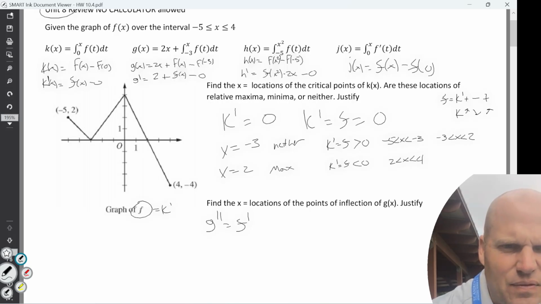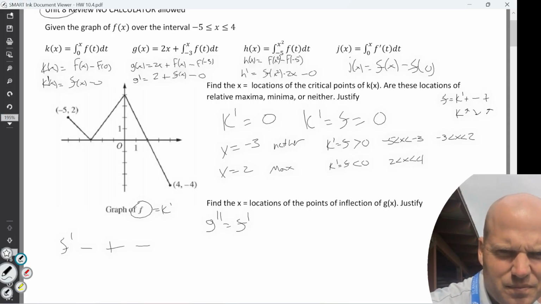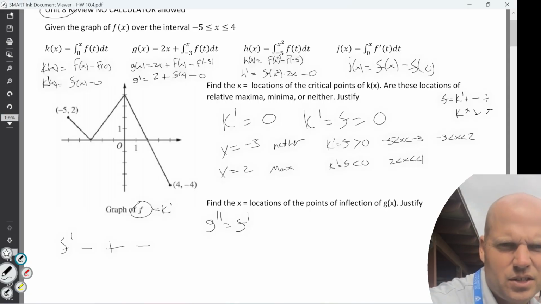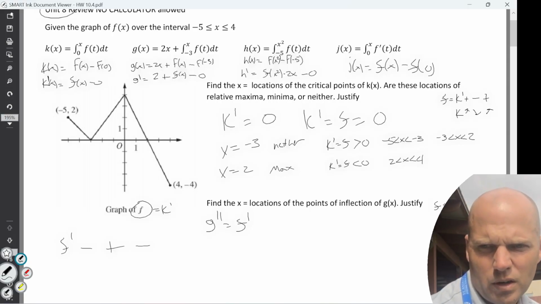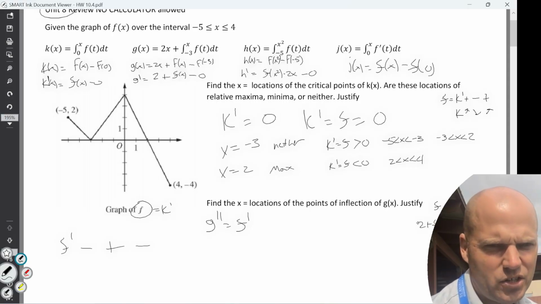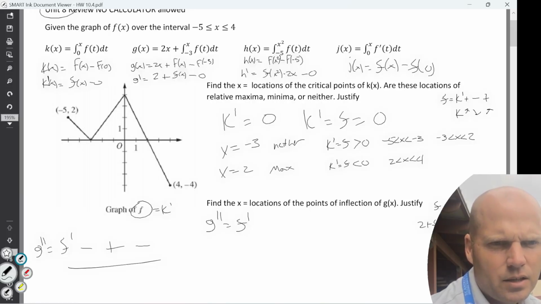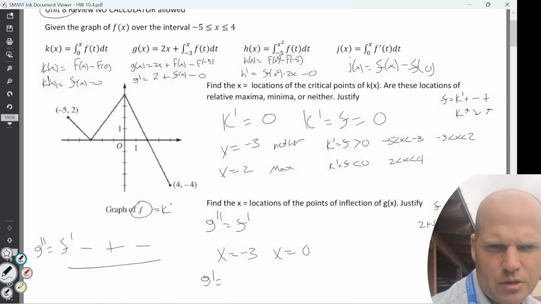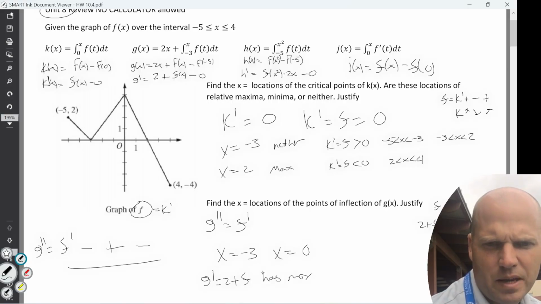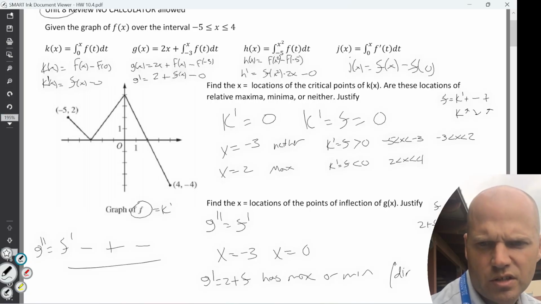Well, this is f. F prime is negative, then positive, then negative. This is a bad question. Oh, wait. G double prime, which equals f prime, or g prime, which equals 2 plus f, its direction. Yeah, it is easy to see when g double prime's sign changes. Goes from negative, positive, negative, or you could say this is when 2 plus f, which equals g prime's direction changes. So that's going to be x equals negative 3, x equals 0. I would say that g prime, which equals 2 plus f, has a max or a min, which means its direction changes.